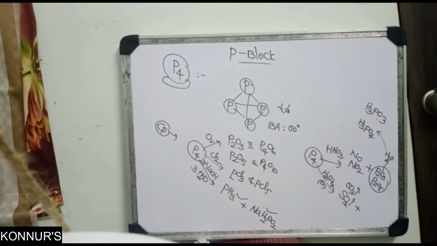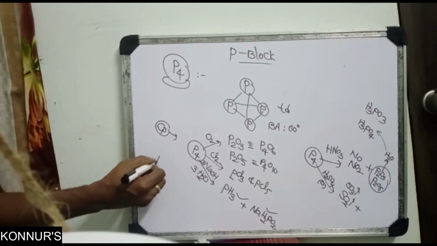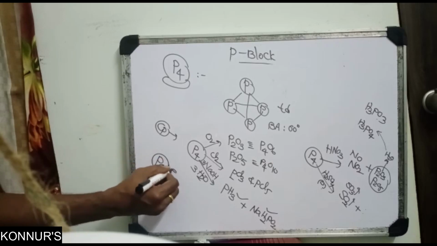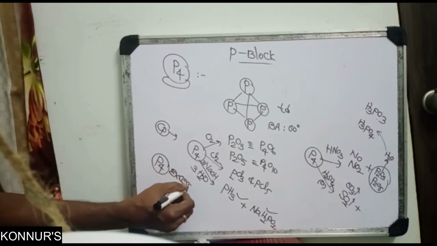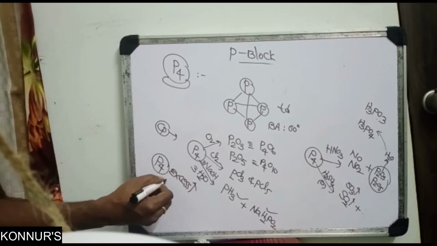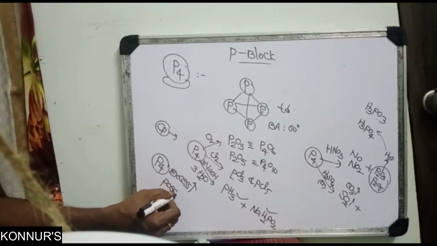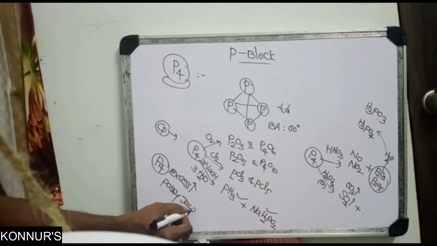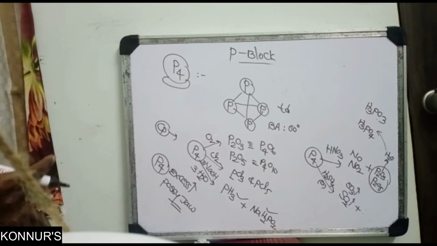Next, when phosphorus excess happens in our body, which disease comes? That is what? Fossy jaw. Some tooth and jaw disturbance, that is fossy jaw. One disease is observed.